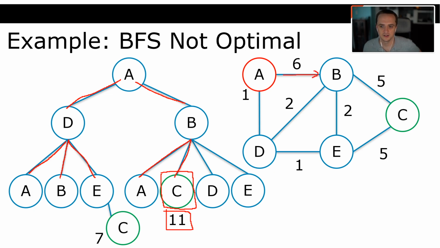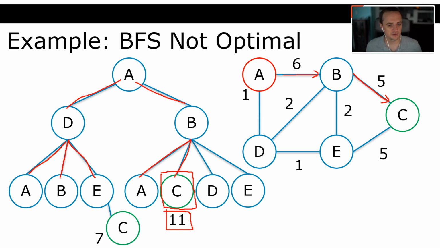It's 6 plus 5. So breadth first search, if you can see now, will find the solution with the minimum number of actions. That means it finds the shallowest solution in the search tree.